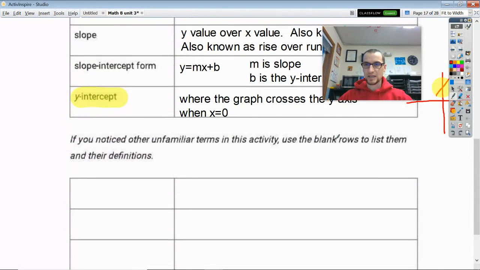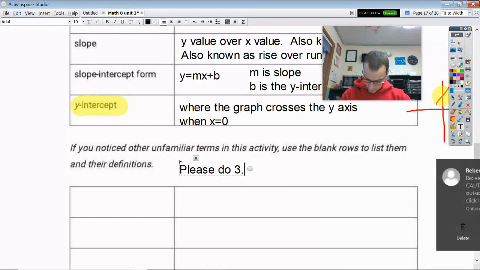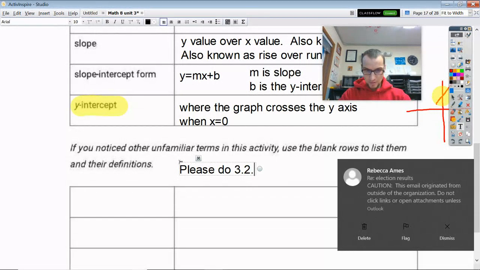Okay, so I hope the study guide made sense for you. Please, after you watch the video, work on the checkup for this section in Apex. So please do 3.2 checkup.